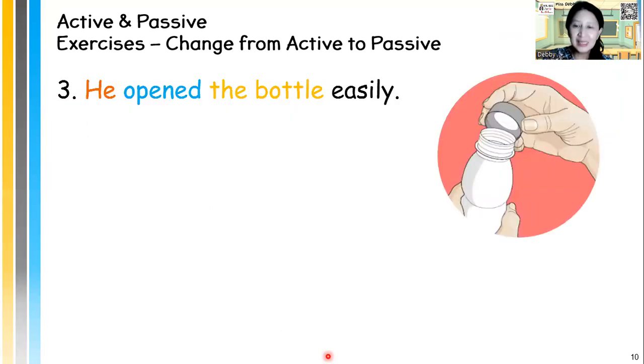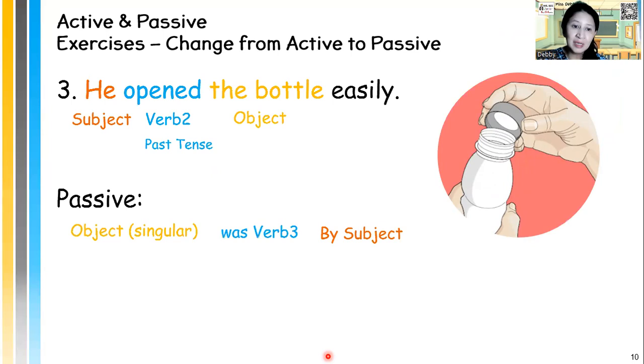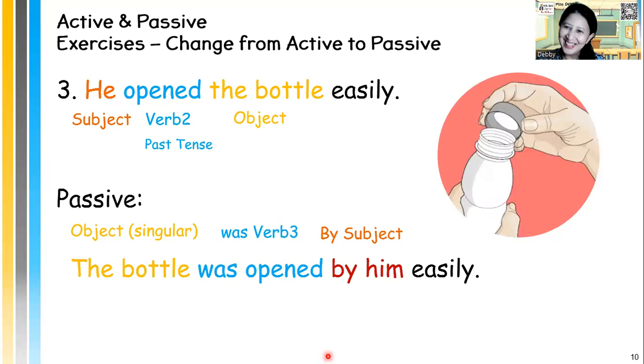Now, he opened the bottle easily. So this is the verb opened, right? Which is the past tense, and the object, the bottle. The subject is he here. So the passive one. Remember the object is singular, yeah, the bottle. And then use was, right? And then verb 3, by the subject. So how will we change this into the passive sentence? The bottle was opened by him easily. Did you get that correct? If you do, excellent. Okay, see?